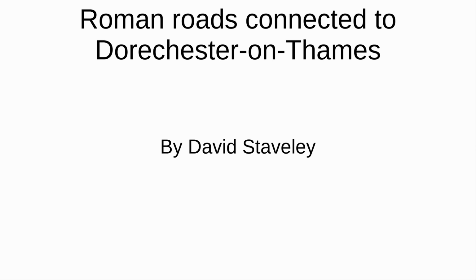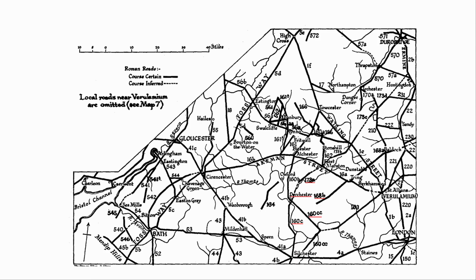This time it's about Roman roads connected to the Roman town of Dorchester-on-Thames. This is a set of roads that covers Oxfordshire and Buckinghamshire and only just Berkshire. Here is Ivan Margary's map of the area. You can see Dorchester-on-Thames underlined in red, along with the four roads I'll be looking at in this talk.